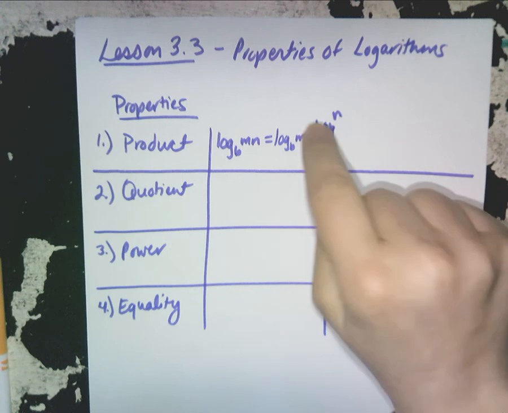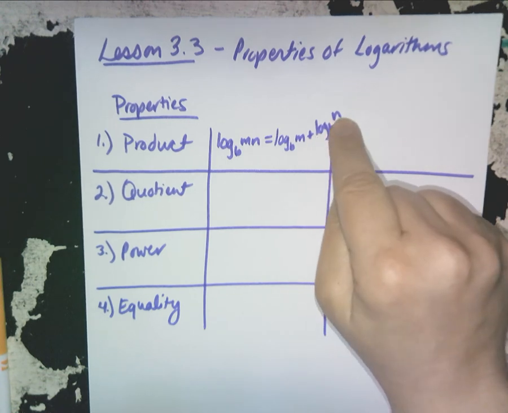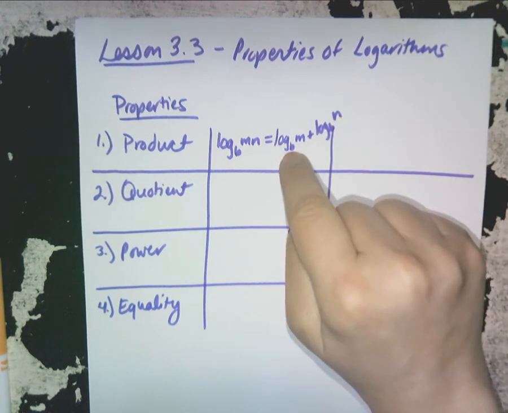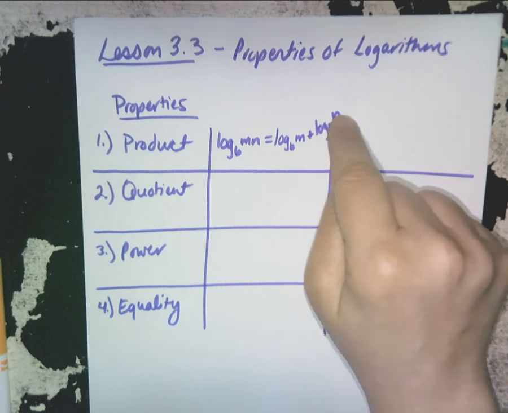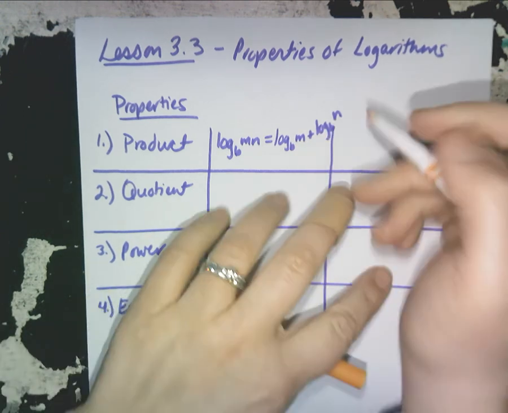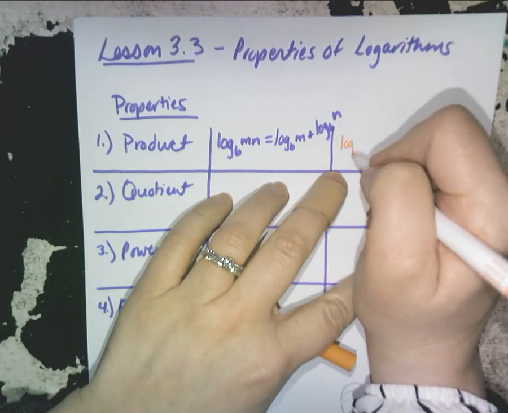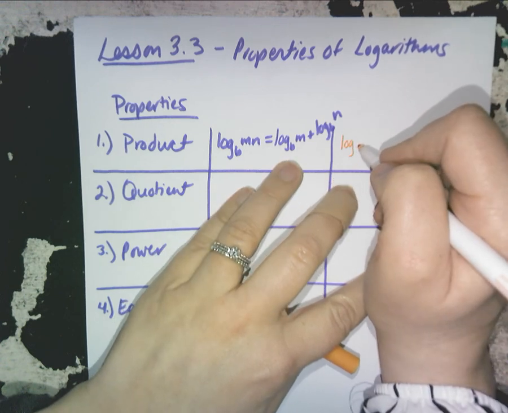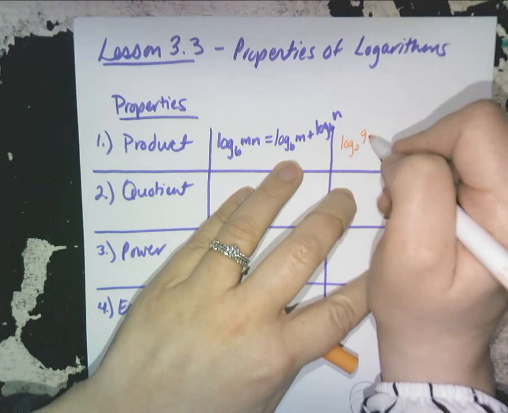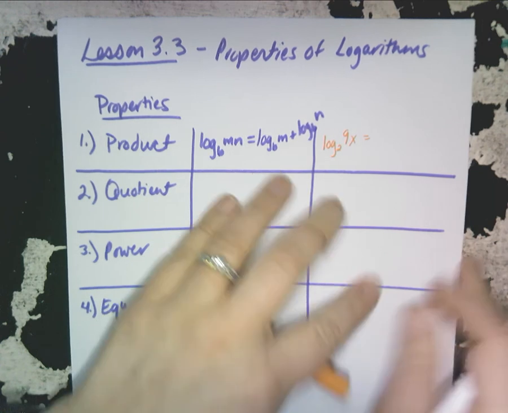Plus, I know, I'm sorry, log base b of n. So you're right, log b m plus log b n. I know it's a b. Oh my gosh, stop. It's the pen. Stop it.